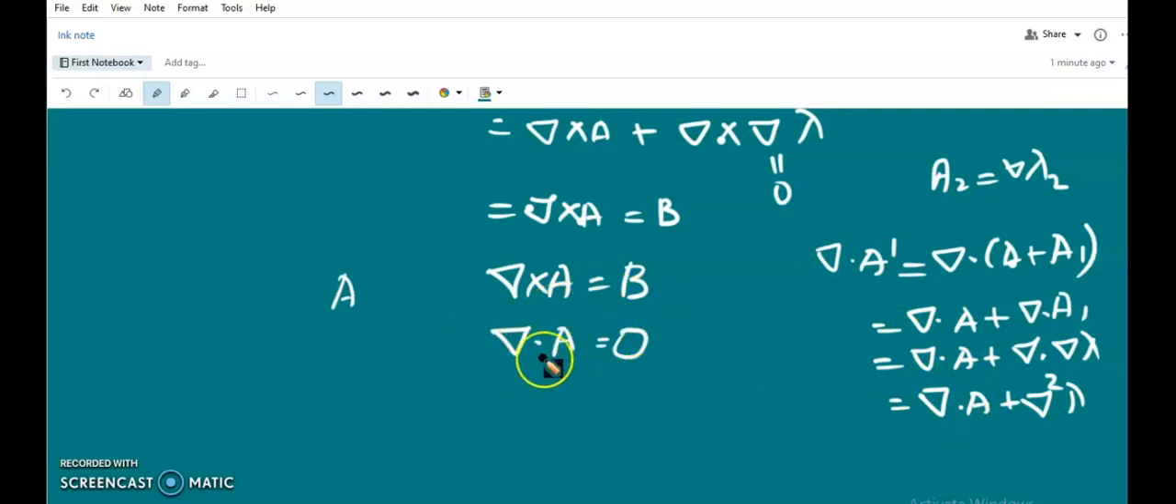We are choosing the divergence such that del dot A equal to 0. That is called the Coulomb gauge. So these are already discussed. We just review all this.